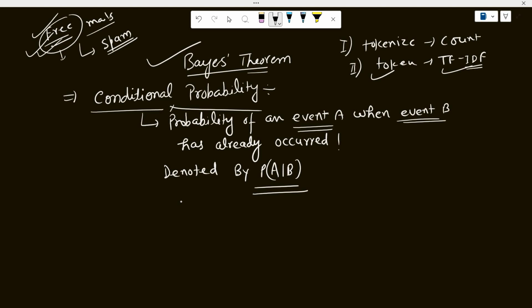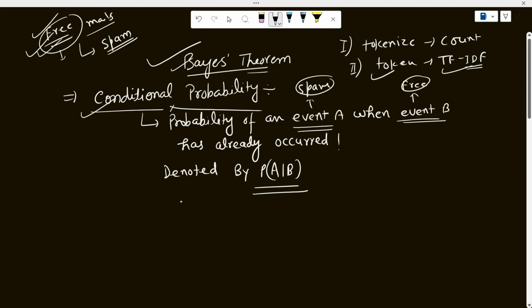So this is the concept which we are going to discuss today: the Bayes theorem. This is a probability related theorem, basically a conditional probability theorem. In this theorem we try to find out the probability of some event A to occur when some other event B has already occurred. So you can consider event A as spam. You have to find out whether a mail is spam when event B has already occurred, which means the word free is there in your mail.